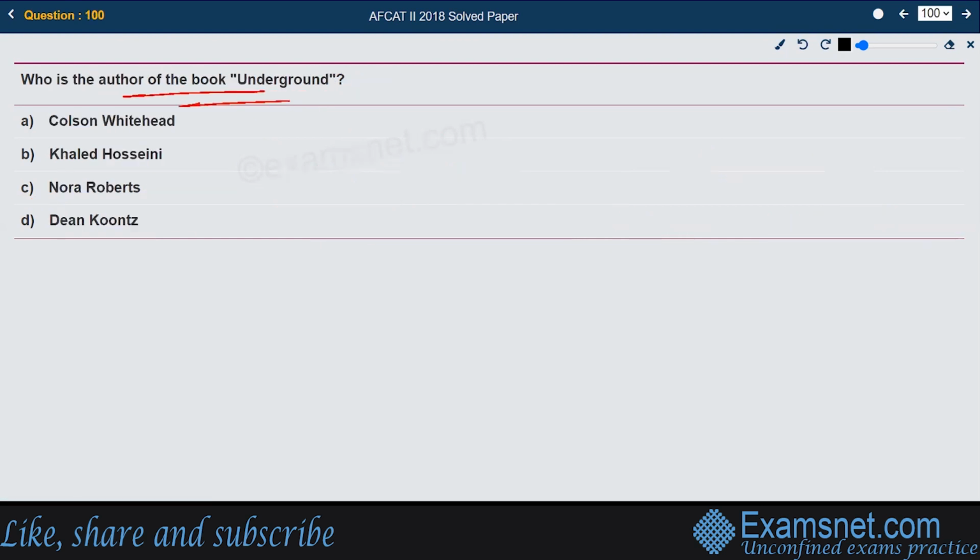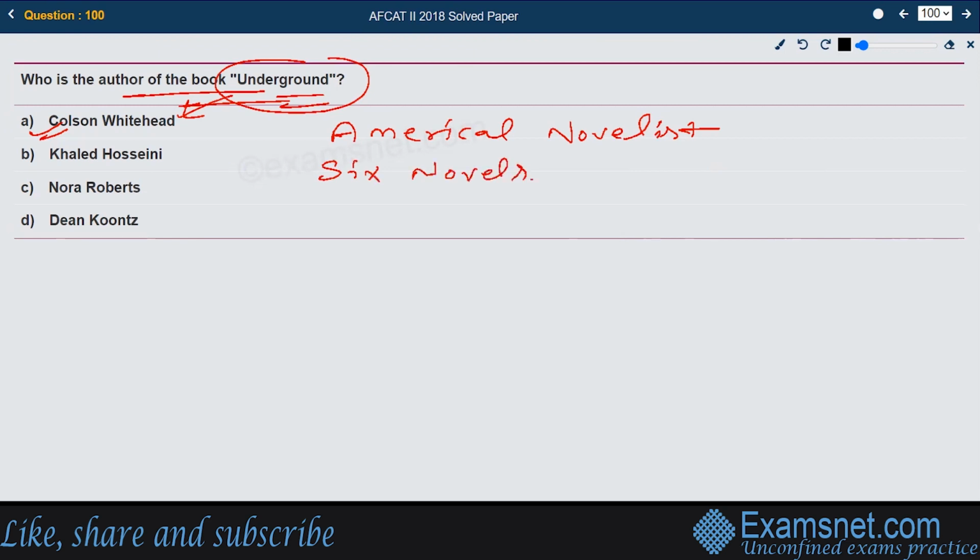Next, who is the author of the book Underground? The right answer is Colson Whitehead. There's a very famous book Underground, and the author was Colson Whitehead. Who is Colson Whitehead? Colson Whitehead is an American novelist. He belongs to America, USA. He has written six novels, and one of his famous and very first novels was Intuitionist.